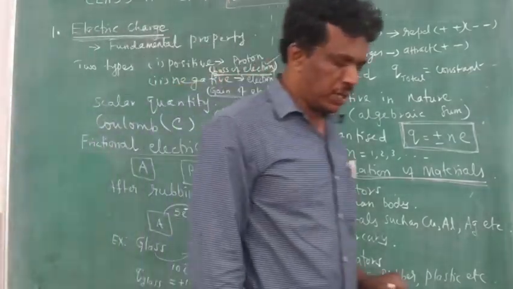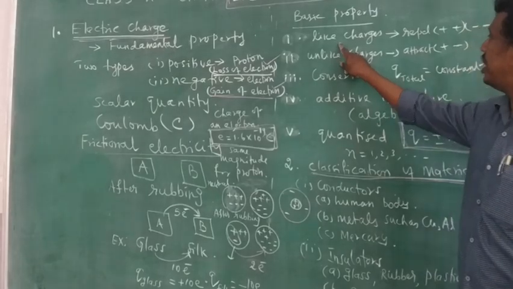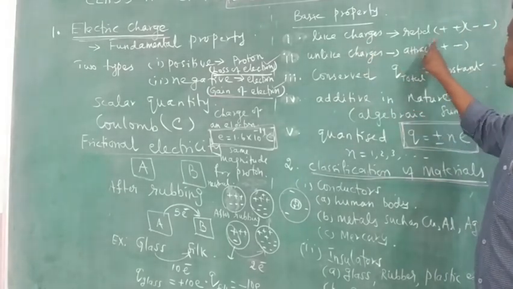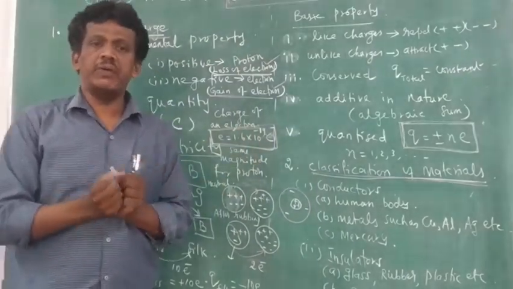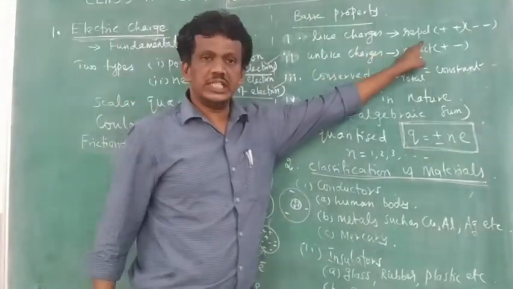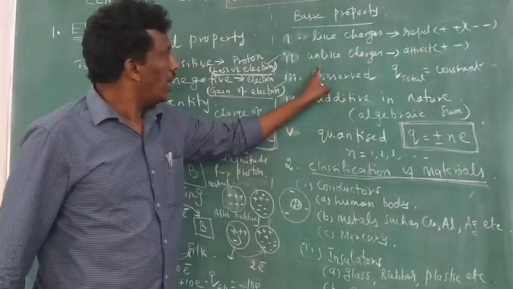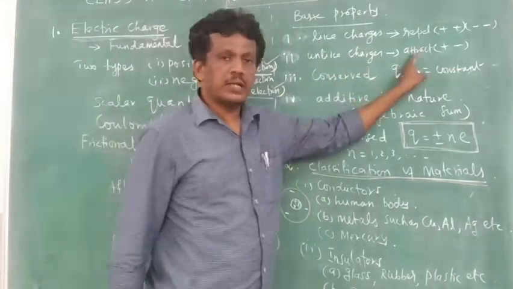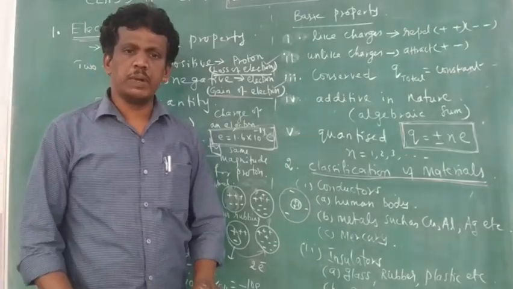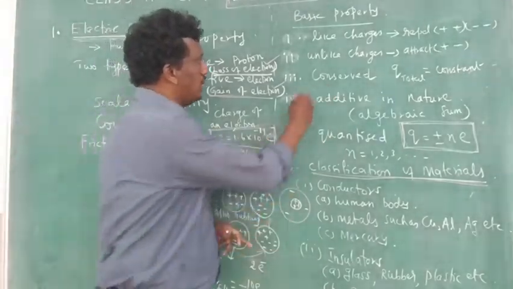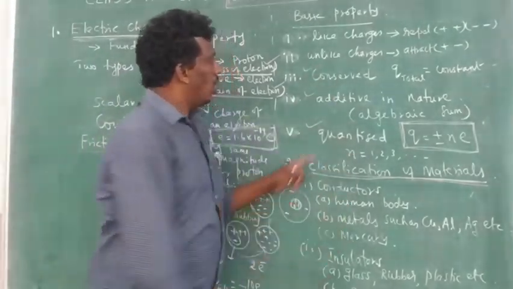Very simple concept. The first point you see, like charges repel. Suppose positive and positive, negative and negative repel each other. Unlike charges attract, positive and negative attract each other. These are very simple properties. The very important ones are these three.